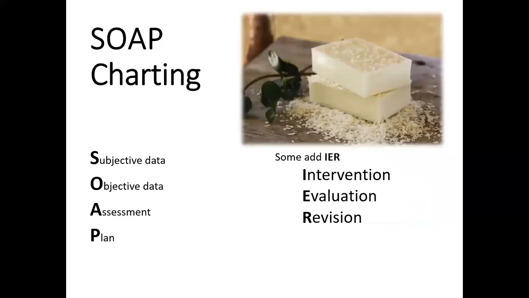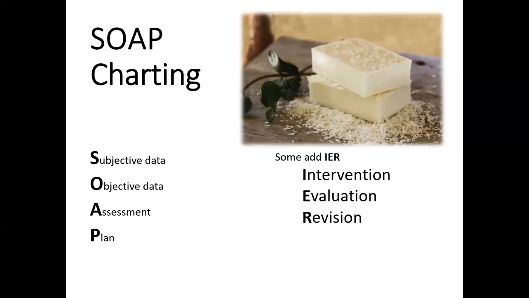SOAP charting. SOAP charting can be SOAP and it can be SOAPier. So the subjective data is going to be the information that comes from the patient, client, family members. It's kind of like doing an assessment with words. And then your objective data is going to be your factual, measurable clinical findings. So this is going to be your hands-on touching head-to-toe assessment, your vital signs, your test results, and things of that nature.